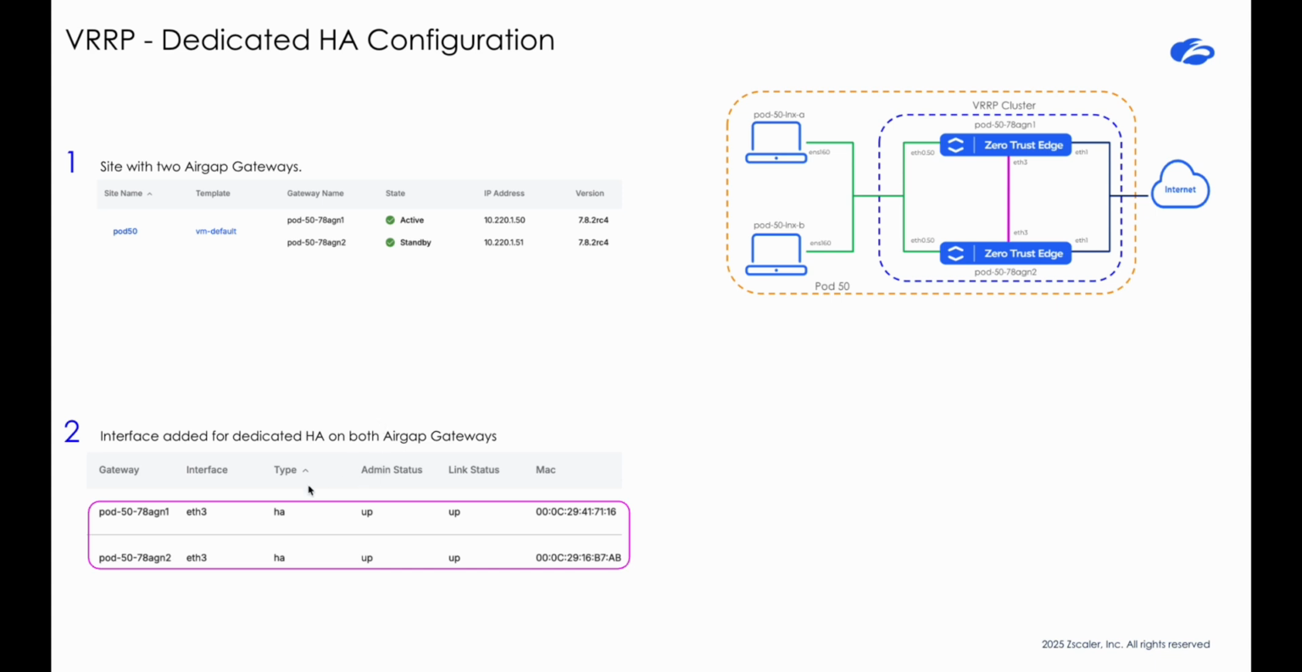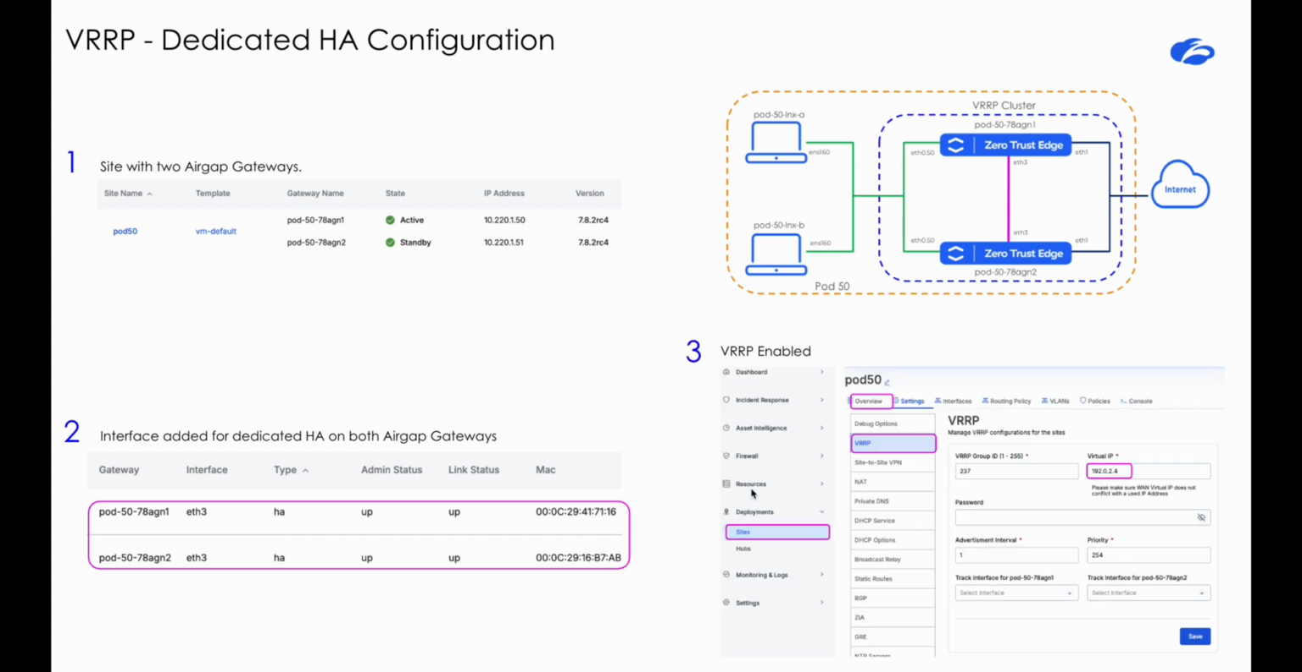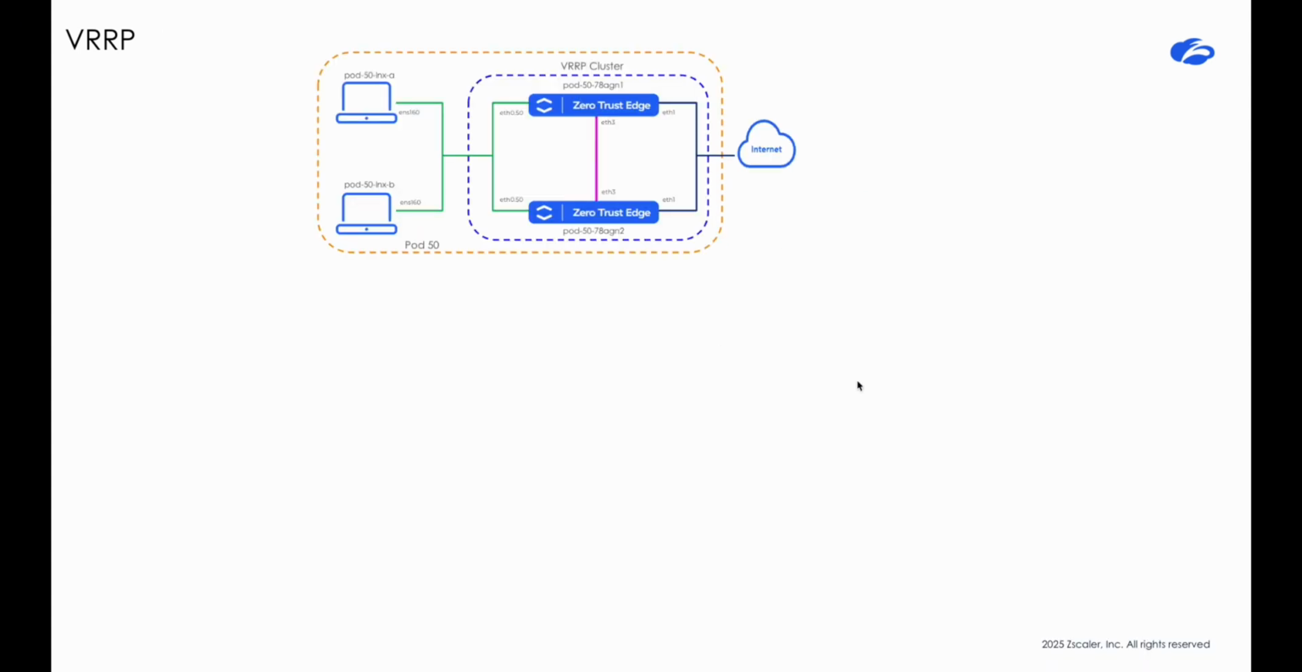Then we added a dedicated HA connection using Ethernet 3 on both gateways specifically for the HA traffic. This interface handles VRRP heartbeat, failover signals, and session sync. And finally, VRRP is enabled for the site. You can also configure the advertisement interval and priority from here, which controls failover responsiveness. This setup ensures faster and more reliable failovers and isolates HA operation from the WAN, aligning with security and performance best practices.